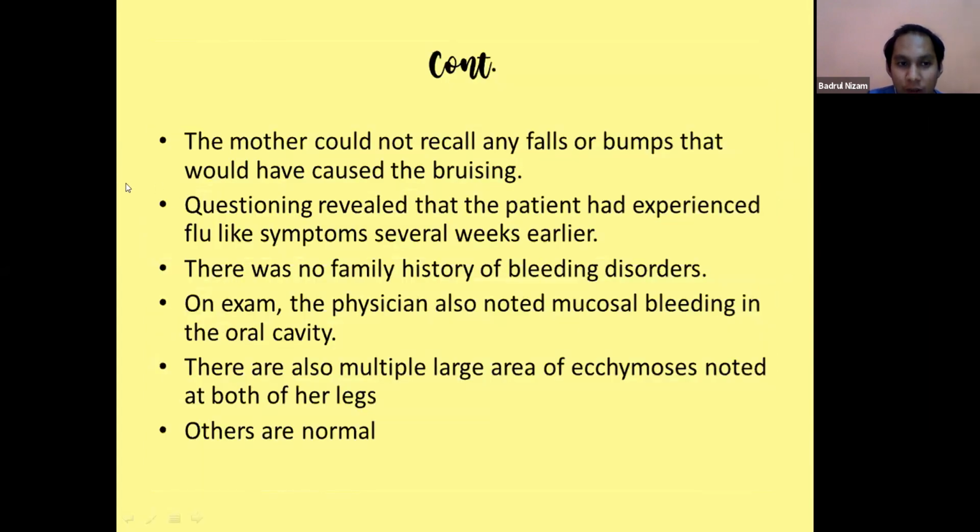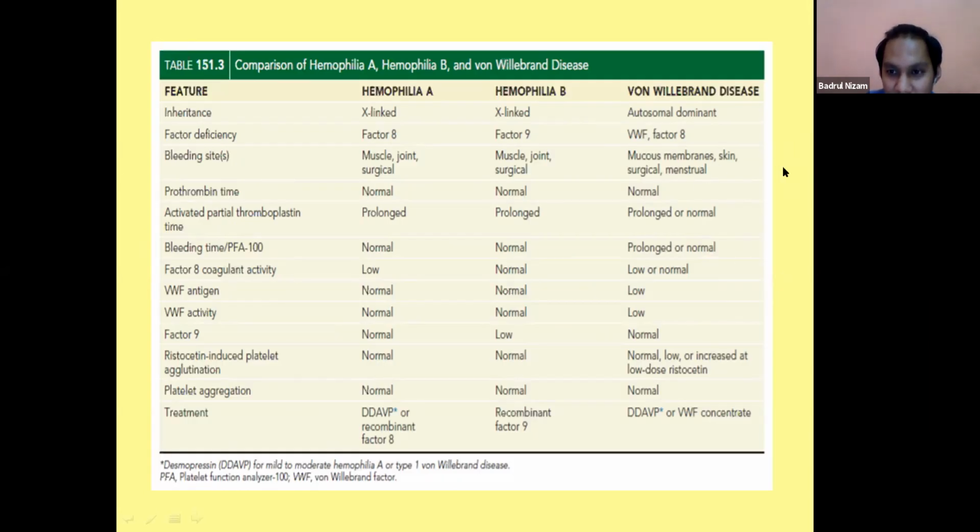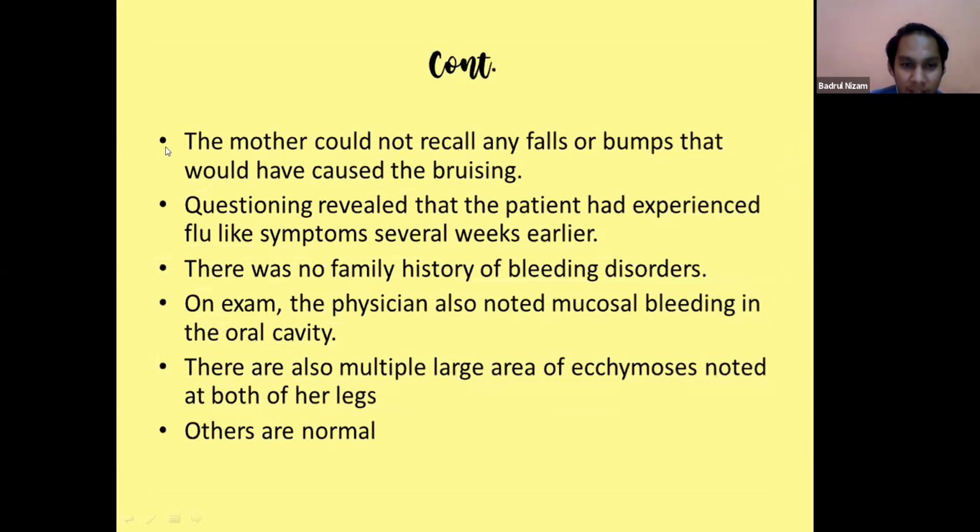Okay, so for the case that I gave earlier, this is a further history. The mother could not recall any fall or bump that would cause the bruising. On further questioning, the patient had experienced flu-like symptoms several weeks earlier. There was no family history of bleeding disorder. On examination, the physician noted mucosal bleeding in the oral cavity, and also multiple areas of ecchymosis on both of her legs. Other examinations are normal.